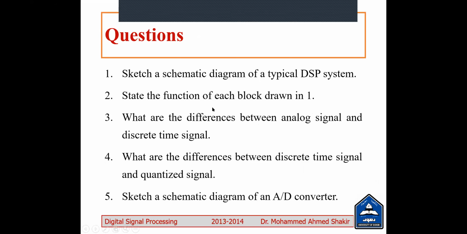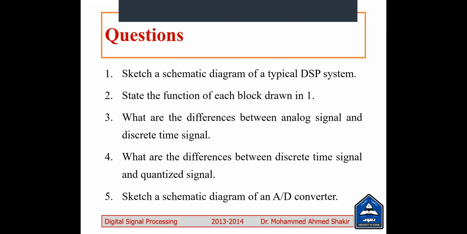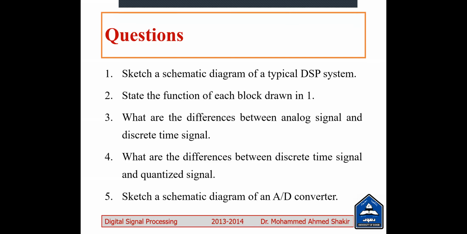Question 3, sketch the function of each block drawn in one. Well, what are differences between analog signal and discrete time signal? Of course, the answer for this question will be, the analog signal is continuous in time and in amplitude, while the discrete time signal is discrete in time and continuous in amplitude.